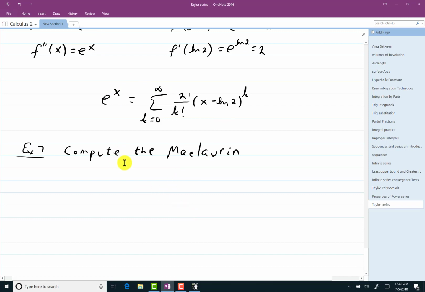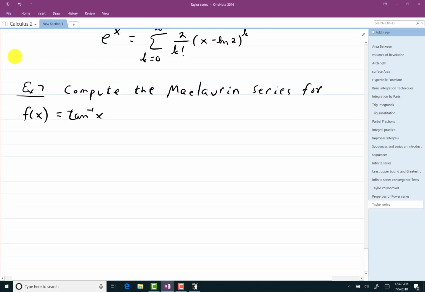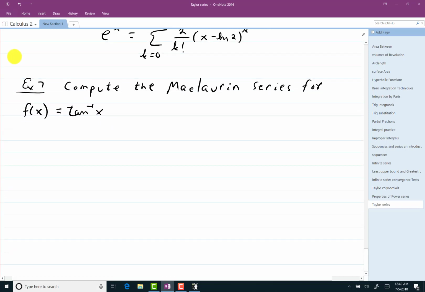All right, let's compute the Maclaurin series for f of x equals arctangent of x. I think we did it, but I want to do it by hand. I did it, I think, in a roundabout way last time. But let's take a look. f of 0 equals 0, and then f prime of x equals 1 over 1 plus x squared. So f prime of 0 will equal 1.